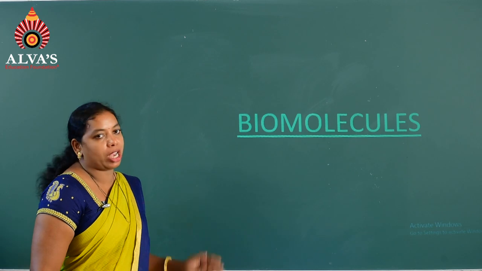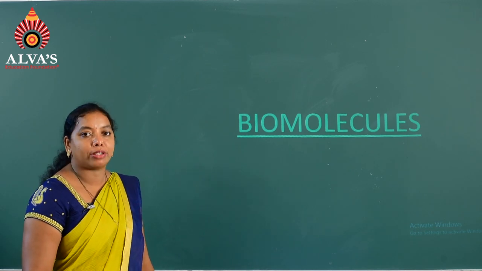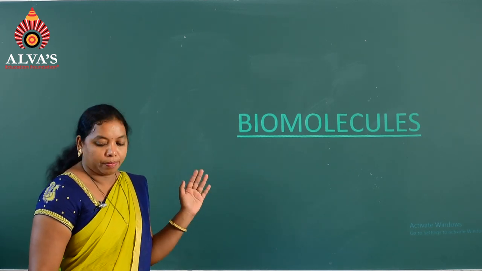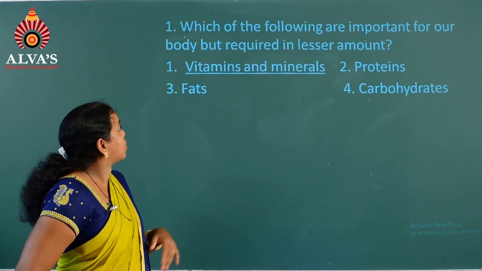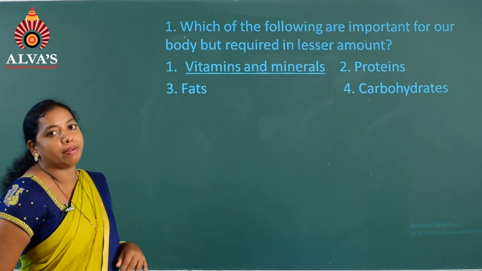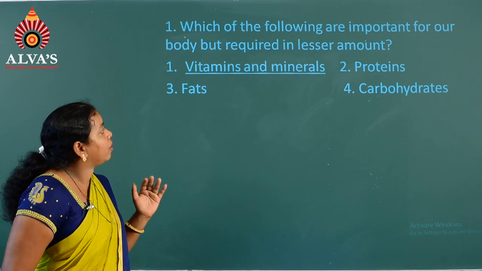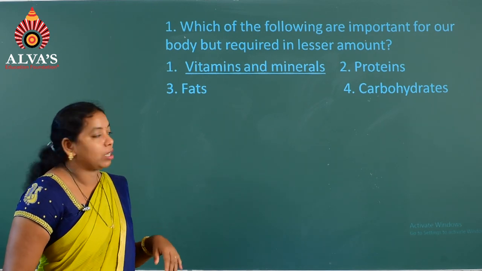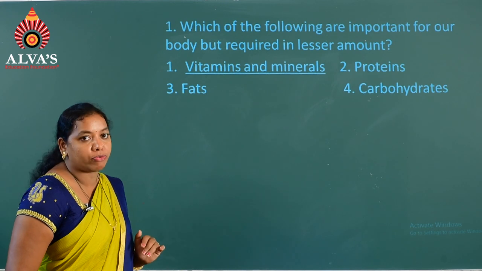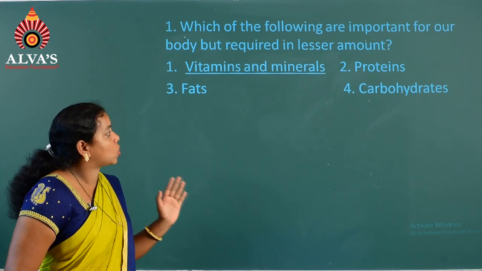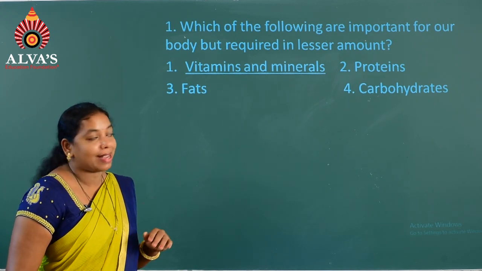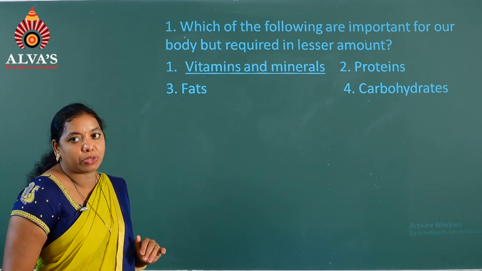So, moving on to the next chapter, that is biomolecules, under this unit. In this chapter, the first question is: which of the following are important for our body but required in lesser amount? The options are vitamins and minerals, proteins, fats and carbohydrates. The right answer is vitamins and minerals, the first option.